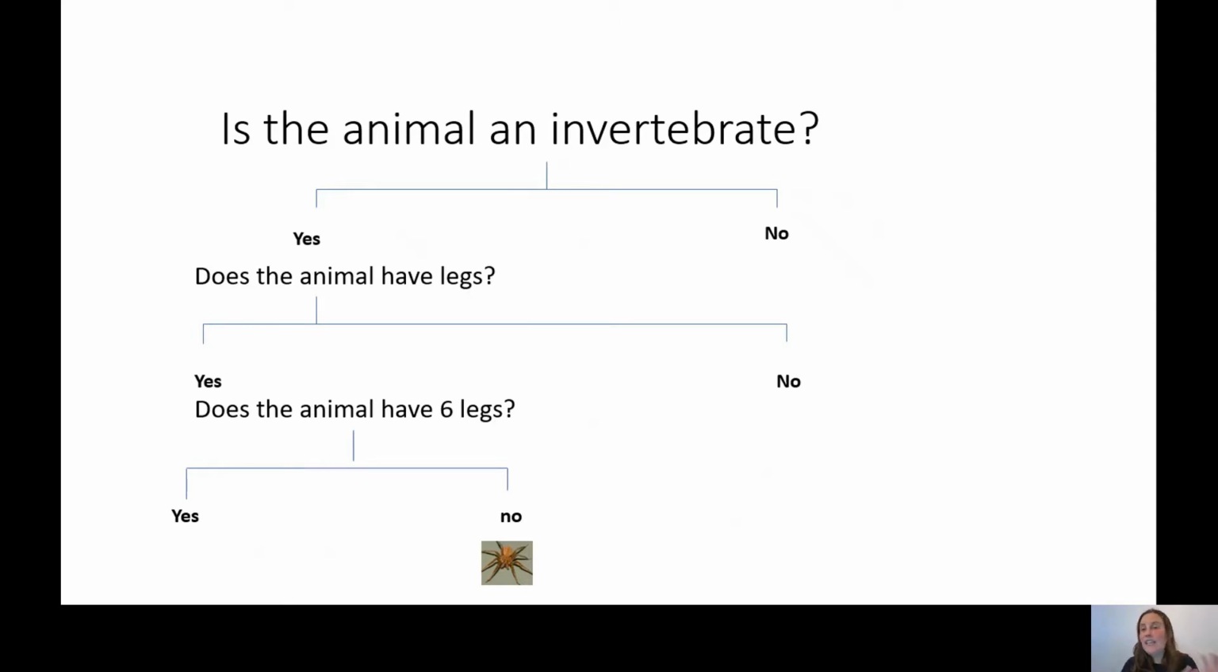So if the answer is yes, that's going to be my butterfly and my ladybird will be in that group. And if the answer is no, I've got a spider. Now, because the spider is the only one left in its group, we know that the spider must be at the end of that branch of the tree.